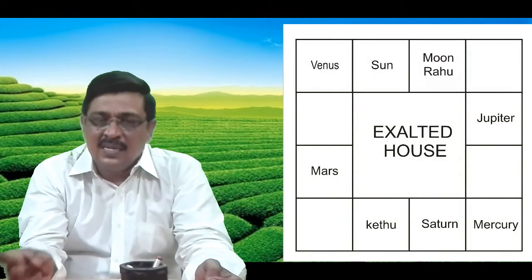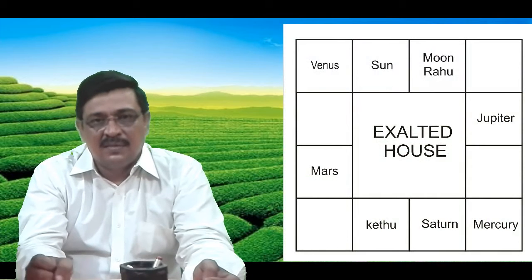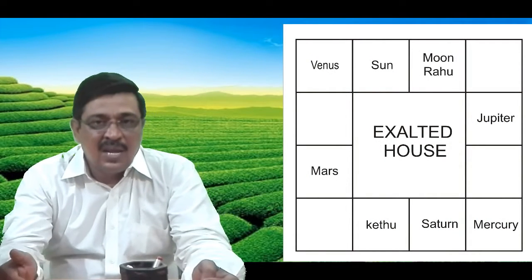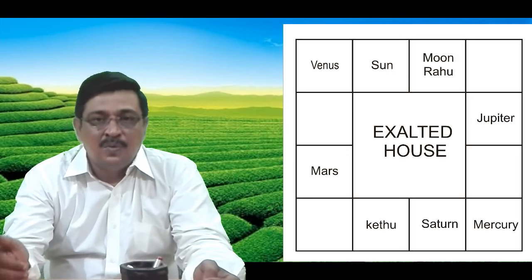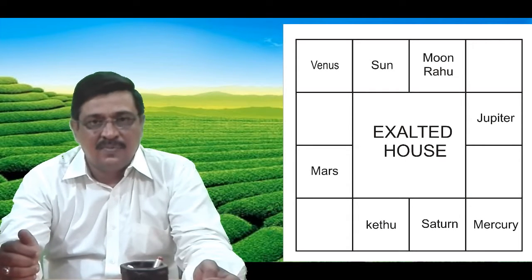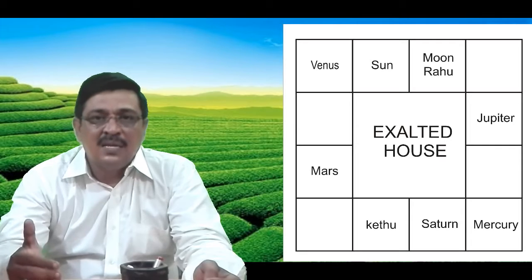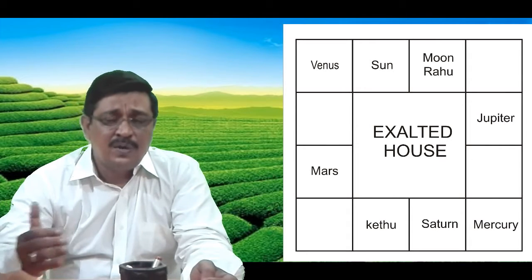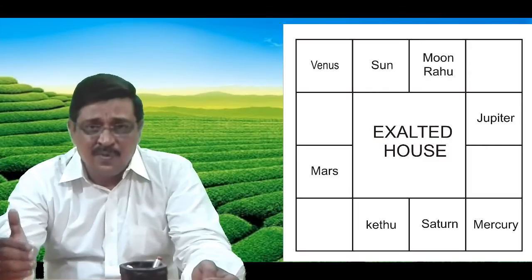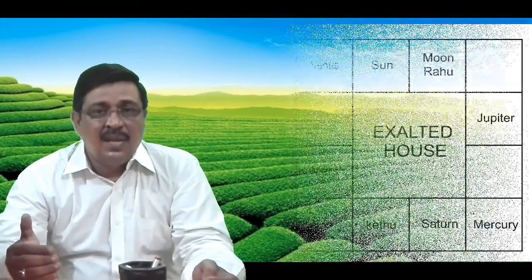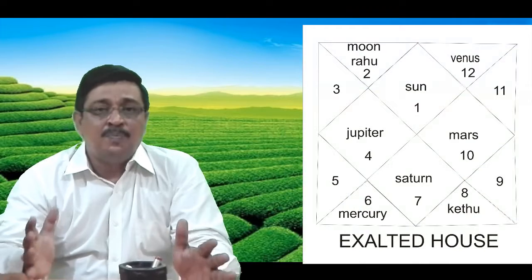Where it is exalted in Aries. In Aries, the sun is exalted, and the next one, the moon. Moon's ruled house is Cancer, where this moon is exalted in Taurus. So, in any one horoscope, if the moon is positioned in Taurus, then the moon has more power.